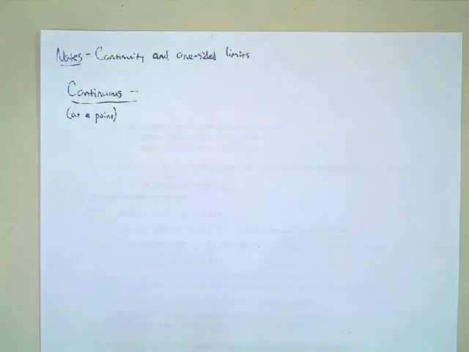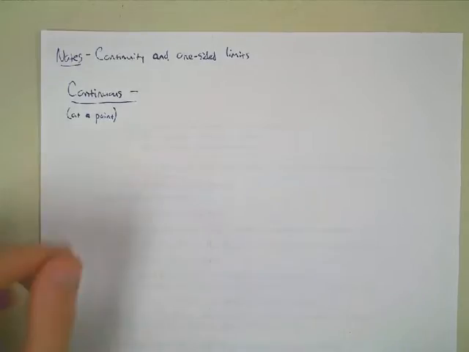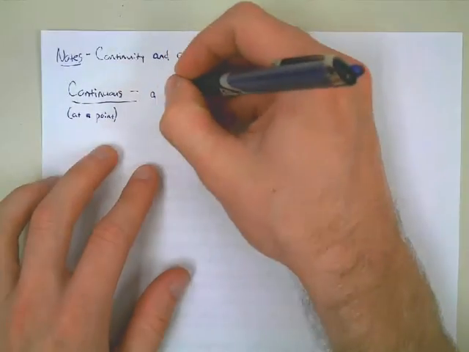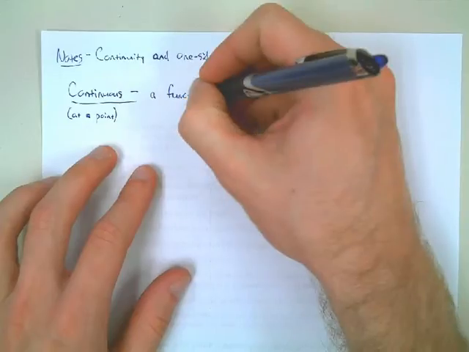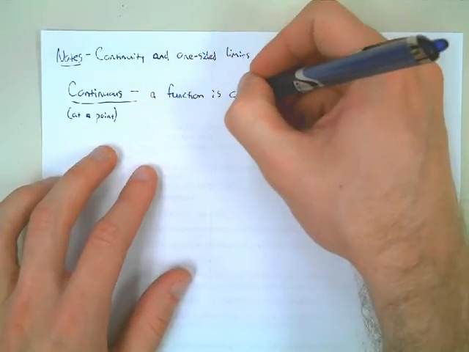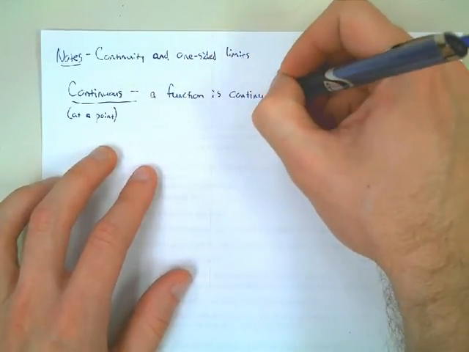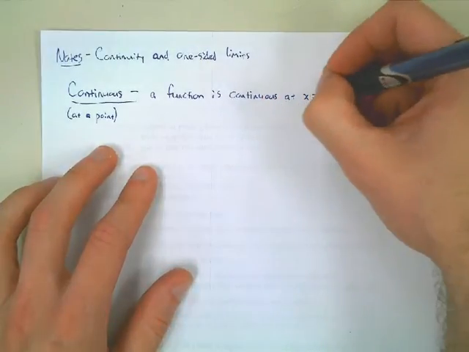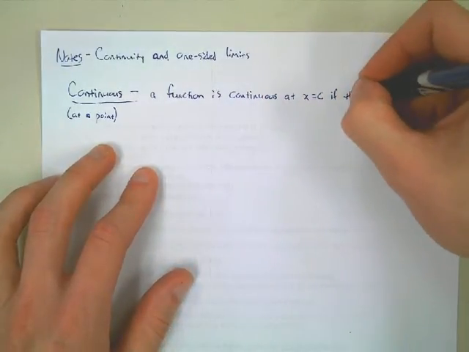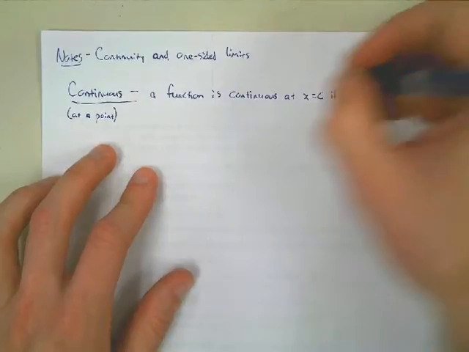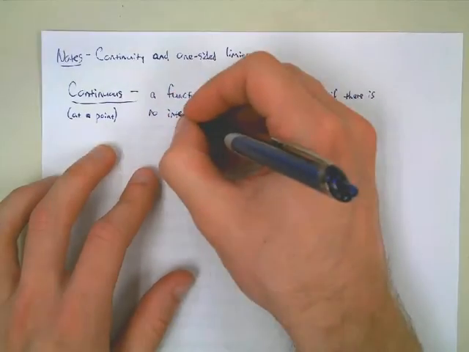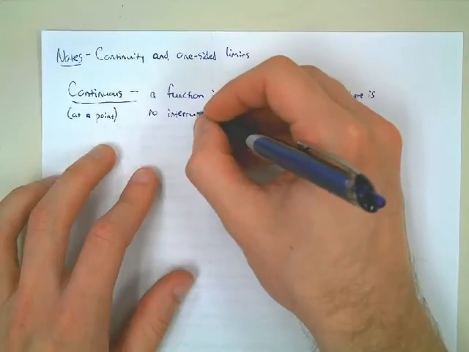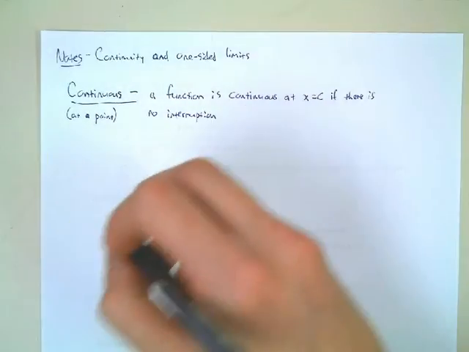You can also talk about being continuous on an interval, but right now we're just going to focus on continuity at a point, because an interval is basically a generalization of a point. So, continuous. A function is continuous at x equals c if there is no interruption in the graph of f at c.